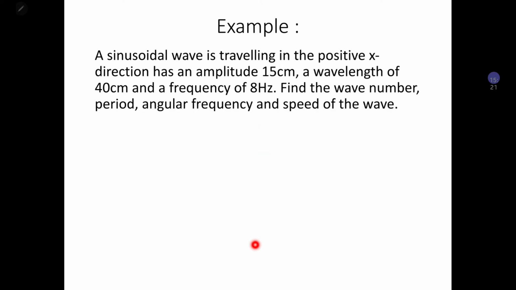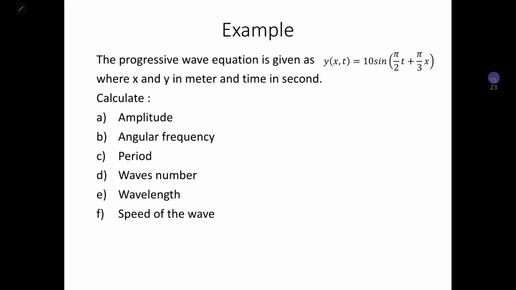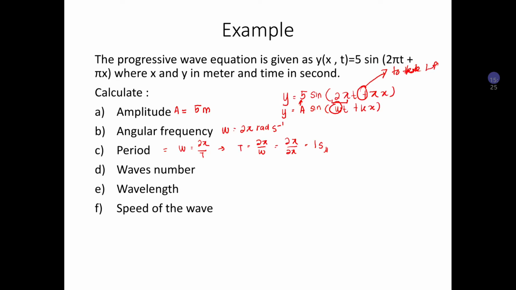Wave number. Okay, wave number is K. Kita boleh ambil daripada sini. So K sama dengan pi, sama dengan pi rad meter negative 1. Wavelength, boleh ambil? Tak boleh.